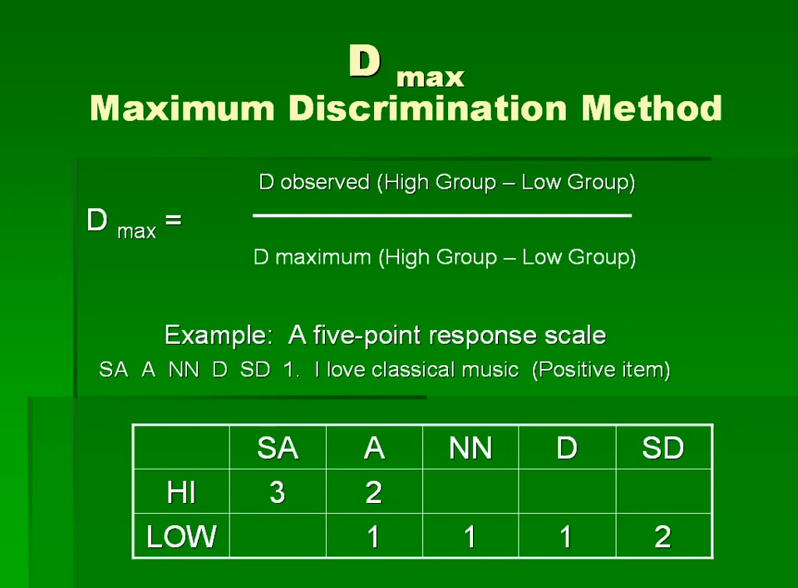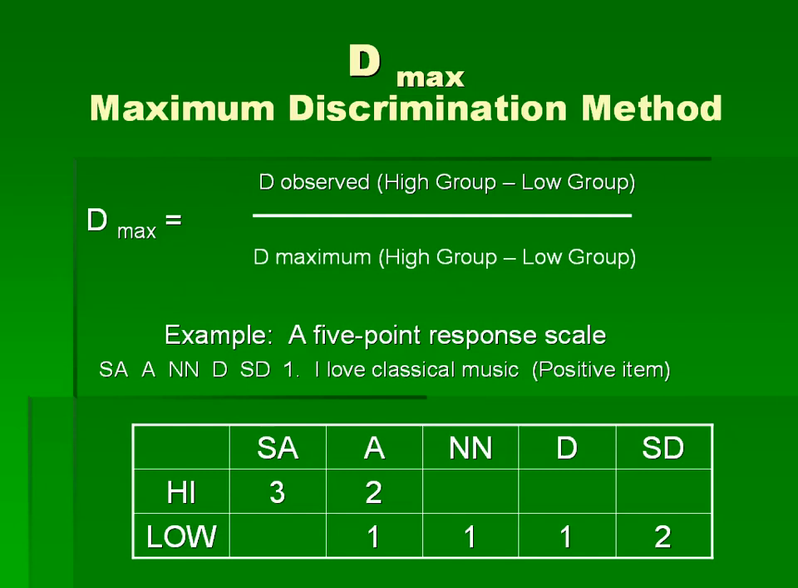What we do now is to develop a statistic called Dmax, the maximum discrimination method. So what we do is a little equation up here. In order to determine Dmax, we use what we actually observe, how the high group and low group performed, versus what would be the maximum discrimination, what would happen if they had the maximum discrimination.